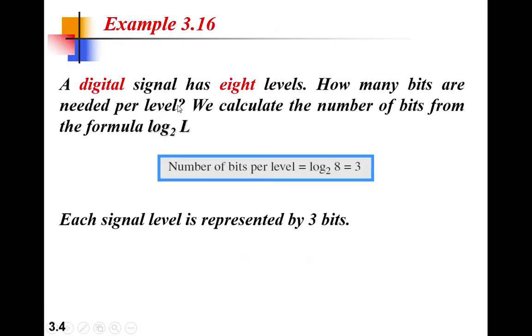Similarly, if a digital signal has 8 levels, how many bits are needed per level? You can use the formula log2 L. L is 8, so log2 8 becomes 3. It means that each level is representing 3 bits. Each single level is represented by 3 bits.